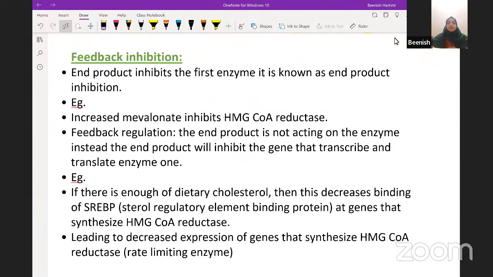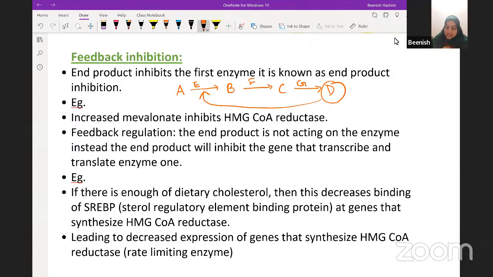Now moving on to feedback inhibition. The end product inhibits the first enzyme. It is known as end product inhibition. Let's say, for example, there's a pathway going on. A is changing into B, B is changing into C, C is changing into D. And this is brought about by enzymes E, F, and G. So the end product, in this case D, inhibits the first enzyme.